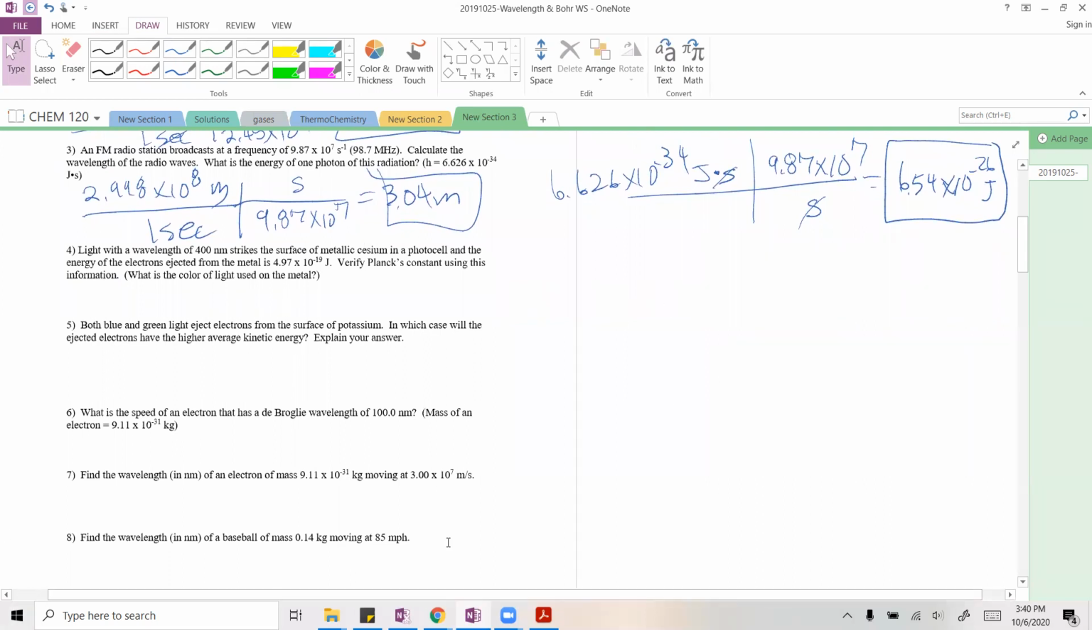And so each time as you're working your way through this worksheet, what you're really trying to do is just make sure that you're using the correct equation, that you're setting up your units correctly, and then you're converting them. So let's look at this next one.